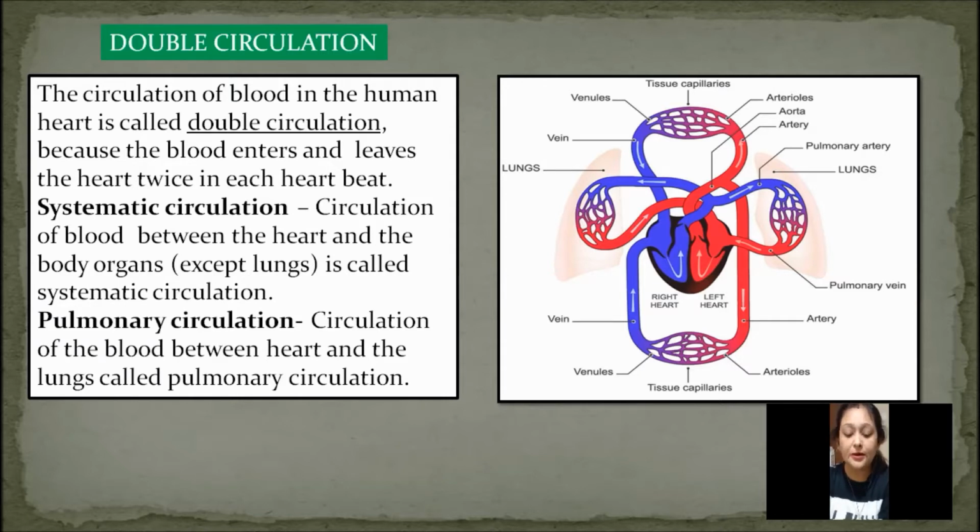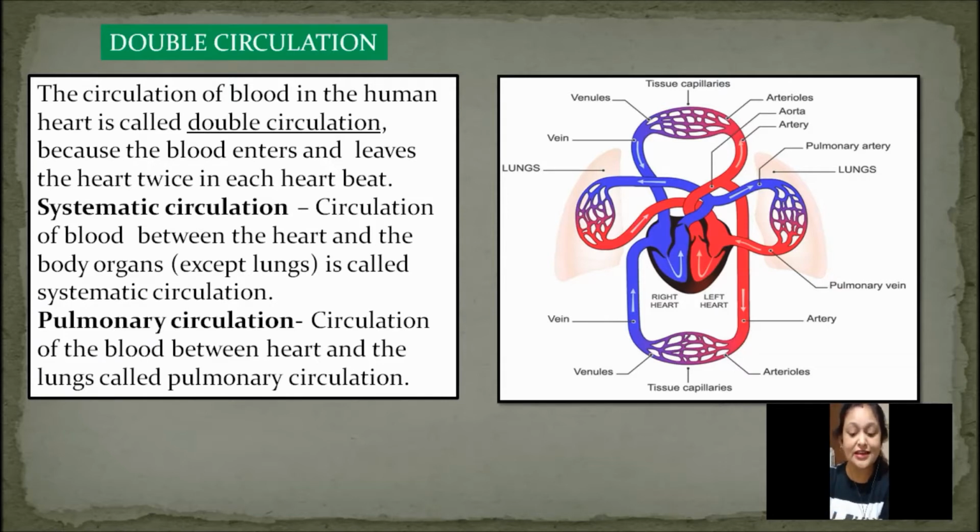And the pulmonary circulation is the circulation of the blood between the heart and the lungs. Only for the heart, that is the right auricle, right ventricle, through the pulmonary arteries, to the two sides of the lungs, the deoxygenated blood enters. This much process, and after oxygenation the blood enters the left auricle. Only this much process, the blood circulation between the heart and the lungs, is called pulmonary circulation.